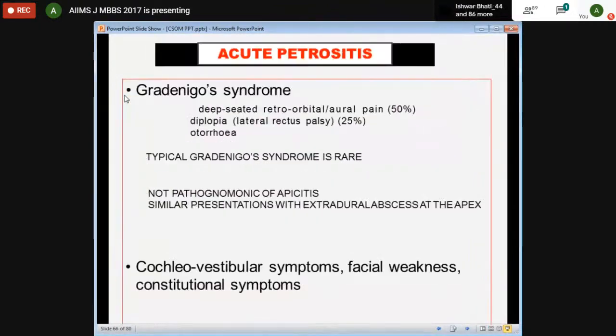What happens is Gradenigo syndrome. You should know what Gradenigo syndrome is. Gradenigo syndrome is deep-seated retroorbital pain or ear pain, and diplopia because of lateral rectus palsy, and otorrhea. Typically it is rare.